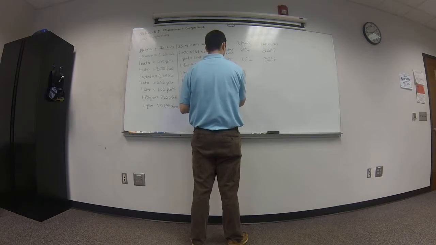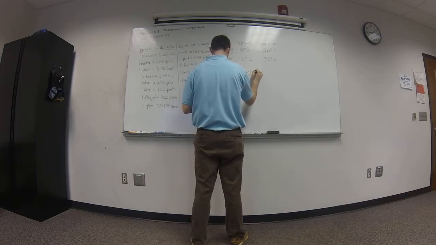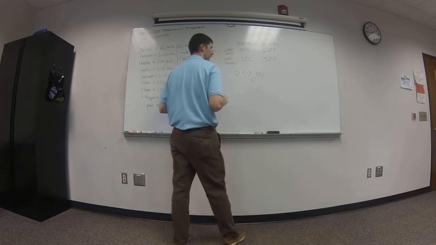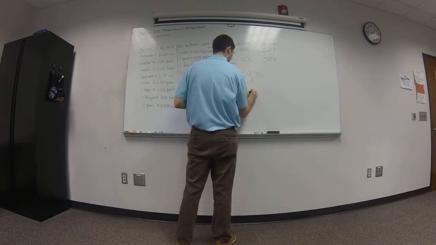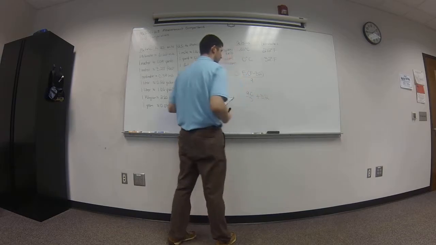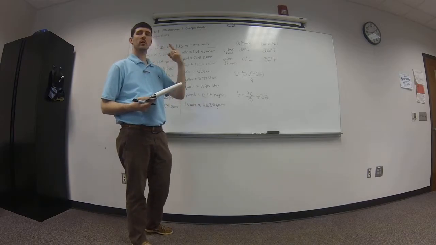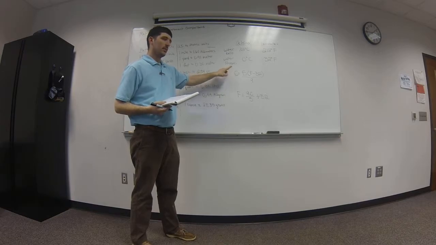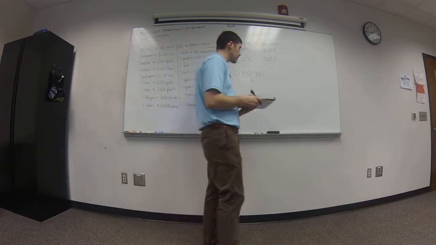Our Celsius formula is Celsius equals 5 times our Fahrenheit degrees minus 32, and then everything divided by 9. And for Fahrenheit, we have 9 times C over 5, and then plus 32. If we're given Fahrenheit and converting to Celsius, we use the first formula. If we're given Celsius and going to Fahrenheit, we use the second formula. So let's try to convert between them.